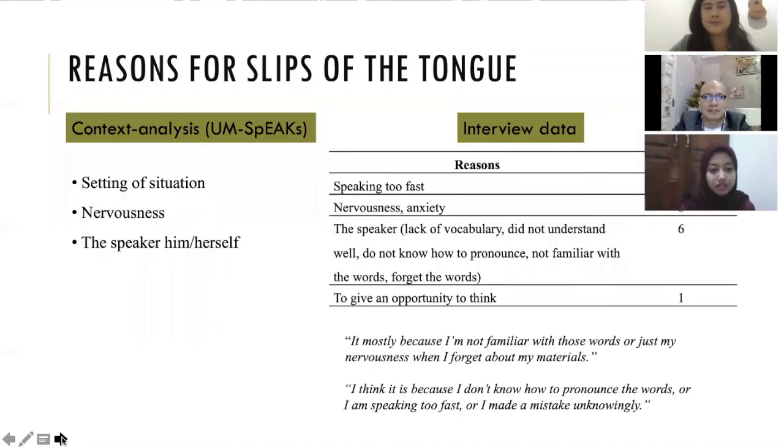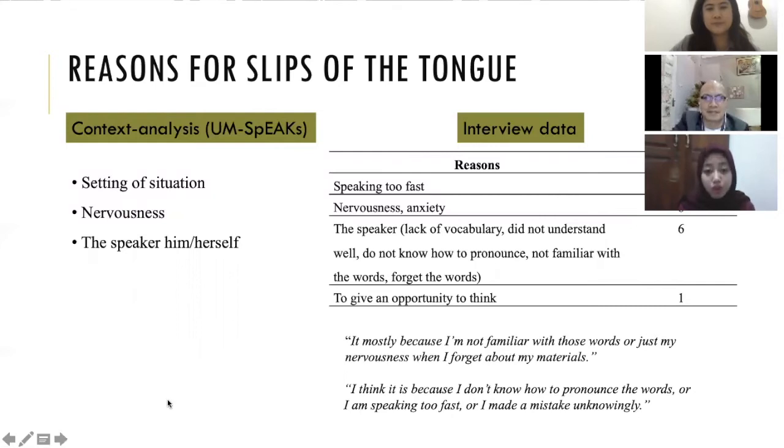So these are the reasons for slips of the tongue. So from the context analysis of UM-SpEAKs, we found that there are 3 reasons. The first is setting of situation and also nervousness and the speaker him or herself. And then from the interview data, there are several reasons such as speaking too fast, nervousness, anxiety, and also the speaker such as lack of vocabulary, didn't understand well, do not know how to pronounce, and not familiar with the words or forget the words, and then to give an opportunity to think.